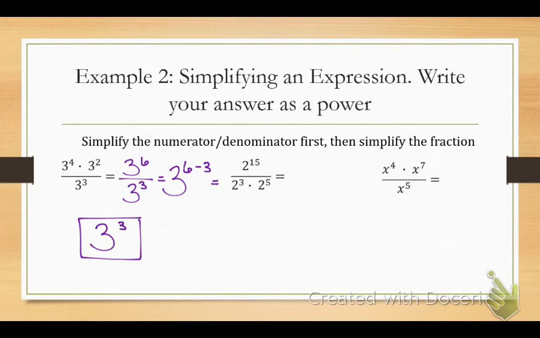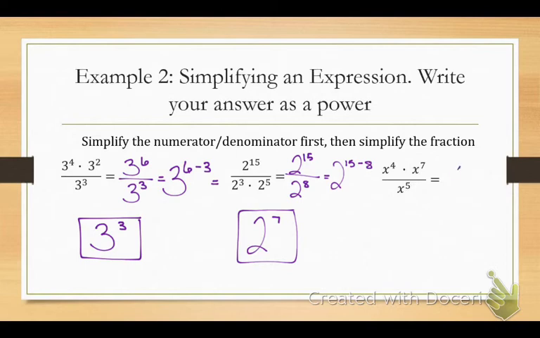All right, let's see if we can answer the next two problems based on how we worked the first problem. So when we simplified the denominator, what did you get? 2 to the 8th power. Okay, and now we do 15 minus 8 to get 2 to the 7th power. All right, and I'm pretty sure I saw everybody got that one right, so great job. Okay, then x to the 11th power divided by x to the 5th power would be x to the 6th power. Okay, x to the 6th power. All right, so that's it for example 2.